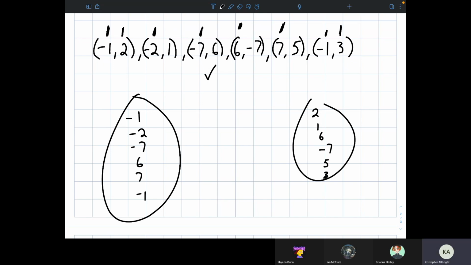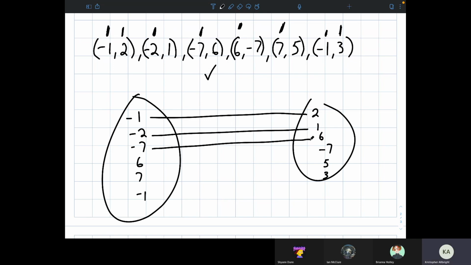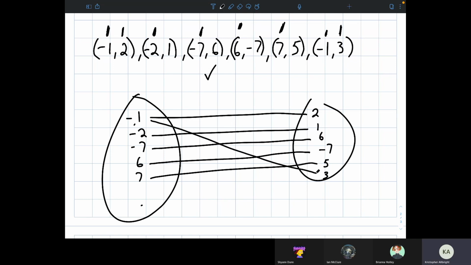And then we draw our lines. So -1 goes to 2, -2 goes to 1, -7 goes to 6, 6 goes to -7, 7 goes to 5, and -1, we've already got it written up here. So I'm just going to erase it down here and use this one from up here. So -1 goes to 3.